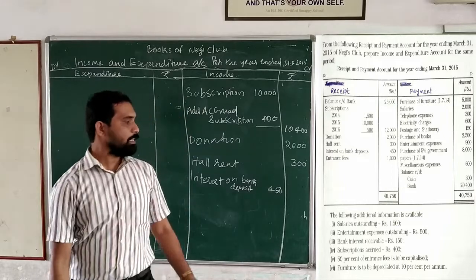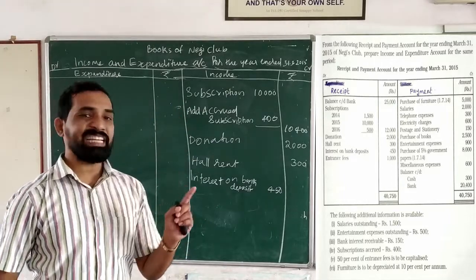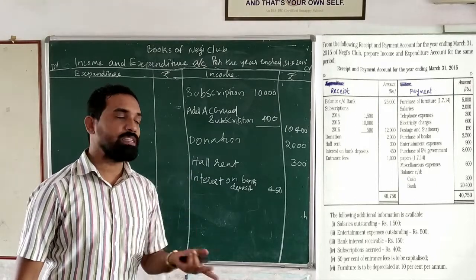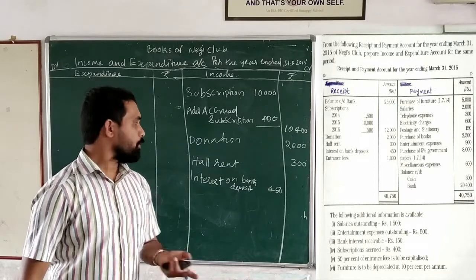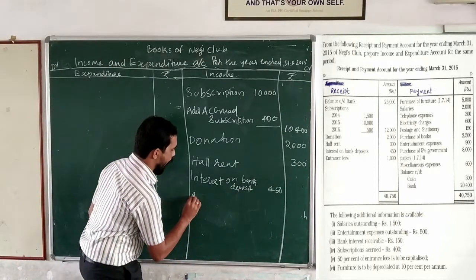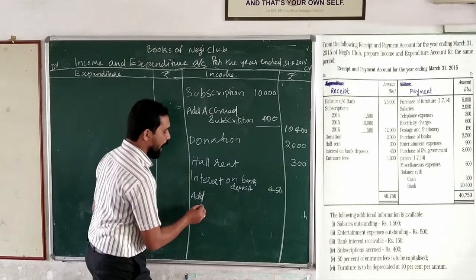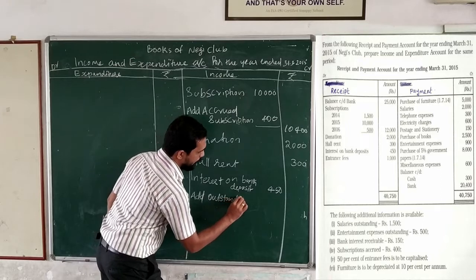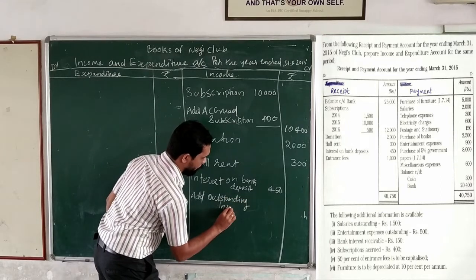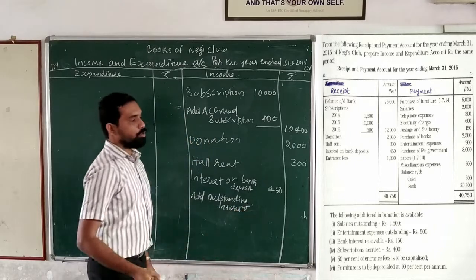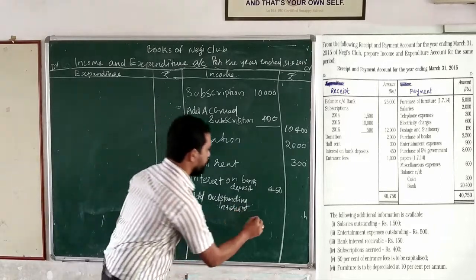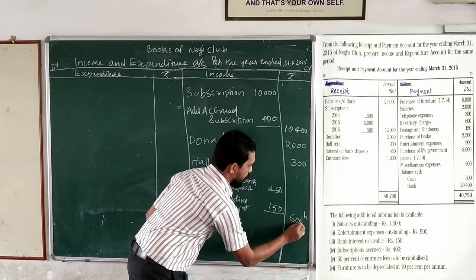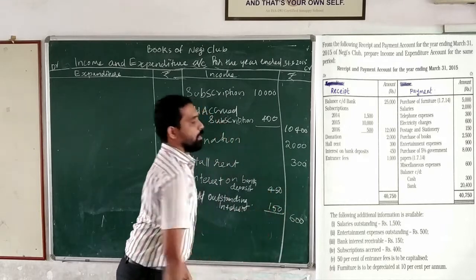We have one adjustment. What is that adjustment? Bank interest receivable, rupees 150. What is that? Outstanding interest. So we know that if it is outstanding, it should be added. Outstanding interest, rupees 150. So total 600 in the amount column.